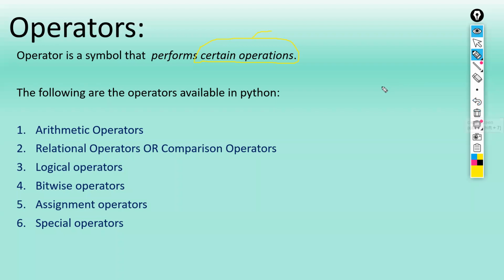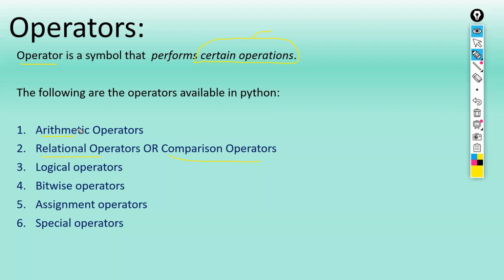To perform an operation or a particular operation, we use an operator symbol. So how many operators are there? Based upon a few things, whether it is numerical addition or subtraction, mathematical analysis, we have arithmetic operators. Now relational operators or comparison operators.